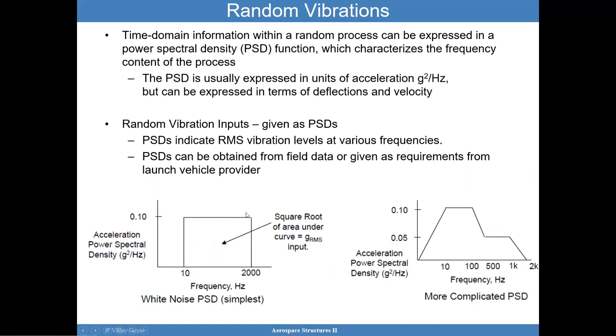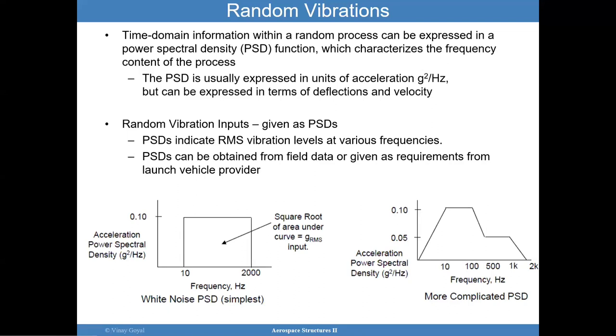And here you have the simplest form of a PSD. Here, PSD will have units of G squared divided by Hertz. Those will be the units of PSD. And typically the PSD is plotted as a function of frequency, and the area under the curve usually represents the RMS of the input that we're discussing.